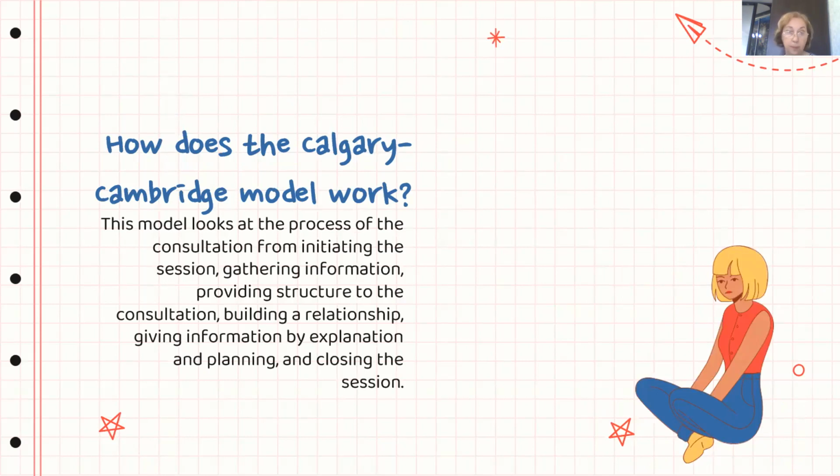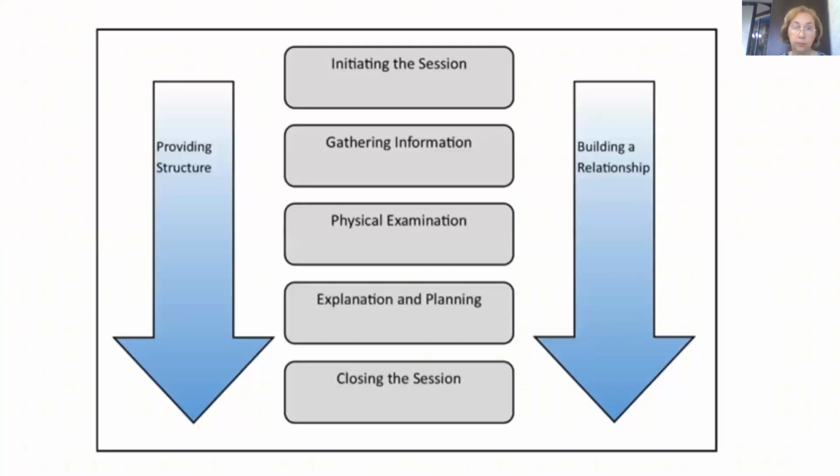This model looks at the process of consultation from initiating the session, gathering information, providing structure to the consultation, building a relationship, giving information by explanation and planning, and finally closing the session. So this model examines the consultation process from beginning to end. It includes obtaining information, establishing the structure, building a connection with the patient, imparting information through explanation and planning, and finally closing the session. First of all, providing structure is making organization and attending to flow.